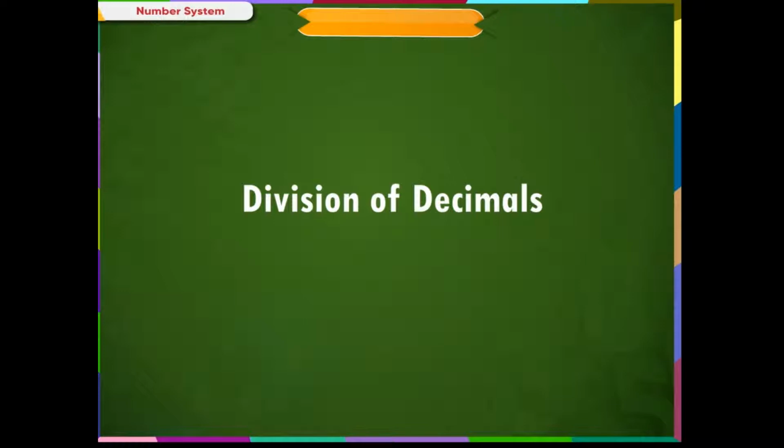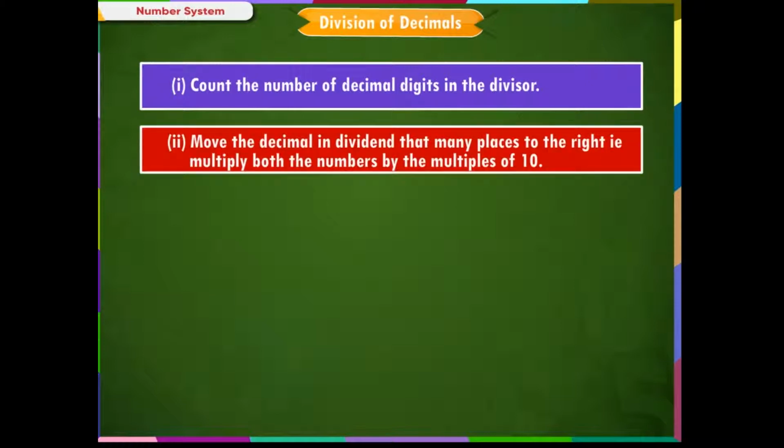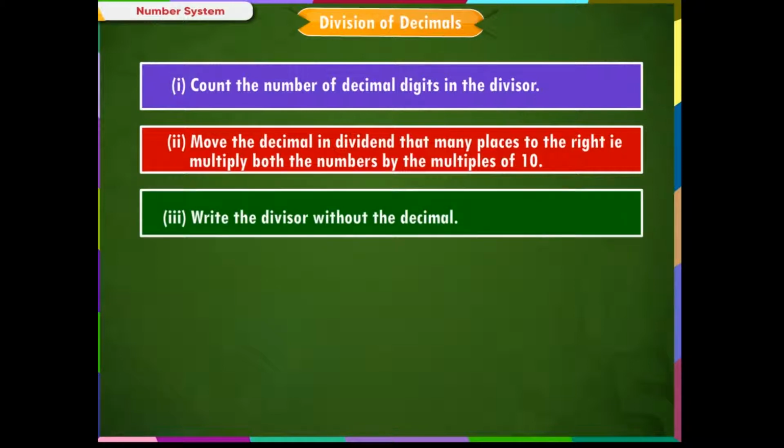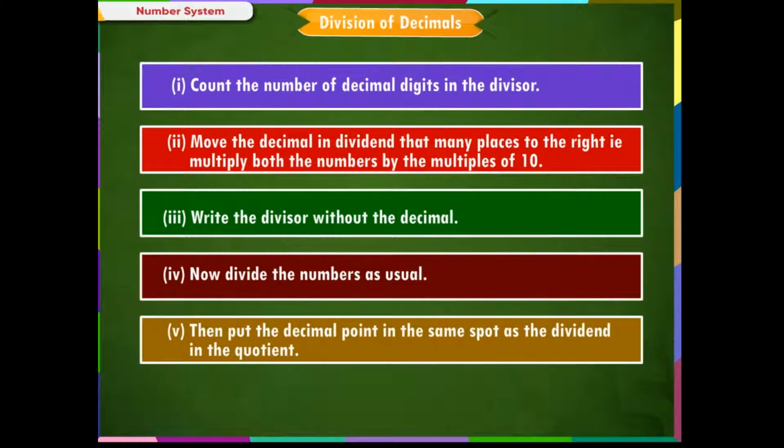Next, let us do a quick revision on how to divide decimals. The rules of dividing decimals are: 1. Count the number of decimal digits in the divisor. 2. Move the decimal in the dividend that many places to the right, that is, multiply both the numbers by multiples of 10. 3. Write the divisor without the decimal. 4. Now, divide the numbers as usual. 5. Then, put the decimal point in the same spot as the dividend in the quotient.